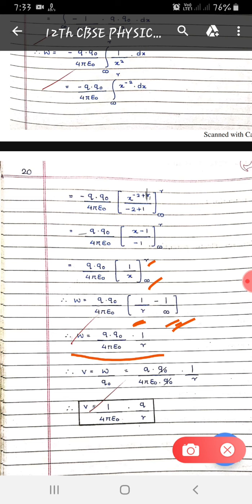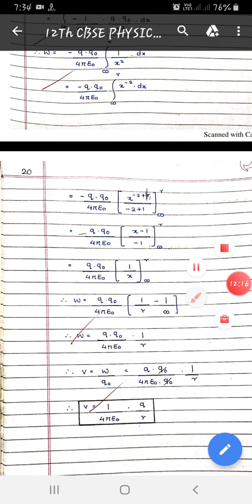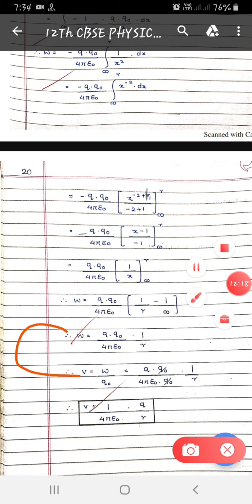Therefore we know the definition of electric potential: it is the amount of work done required to bring unit positive charge from infinity against the electric field. So V is equal to work done upon q naught. Therefore, if you put the value of this work done in this formula, what we have to do? We have to use this work done in this formula.